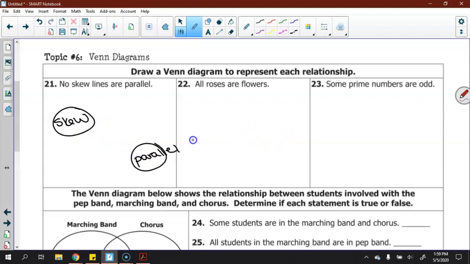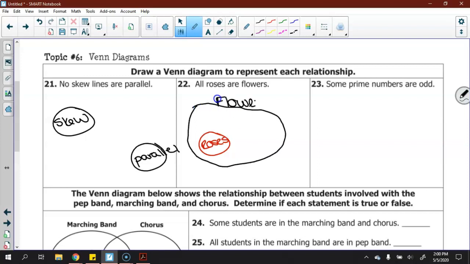The next one says all roses are flowers. Okay, so here are my roses. If I say all of them, it means they all belong in. That's a terrible circle. I'm really sorry. It looks like a lima bean. It's okay. Mine looks like a lima bean too. Who actually draws circles freehand? Let's be honest.